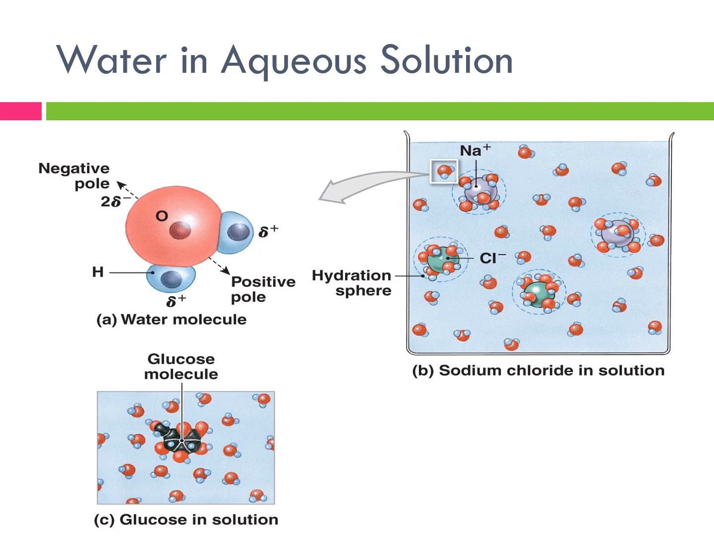So here's our water in our aqueous solution. We've got our oxygen and our two hydrogens. This oxygen is our negative pole, the hydrogens are our positive pole. And so our glucose can interact with these water molecules. And here's our sodium and chloride that have been broken apart in the water as well.